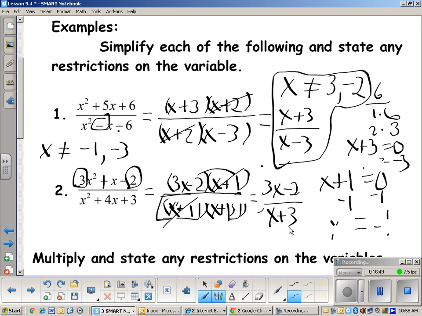Oh, okay. All right. So our final answer is this. And then you have to go all the way over here to find out what the restrictions on your denominator are. Okay?